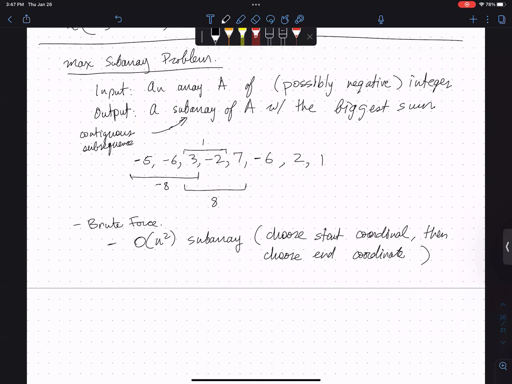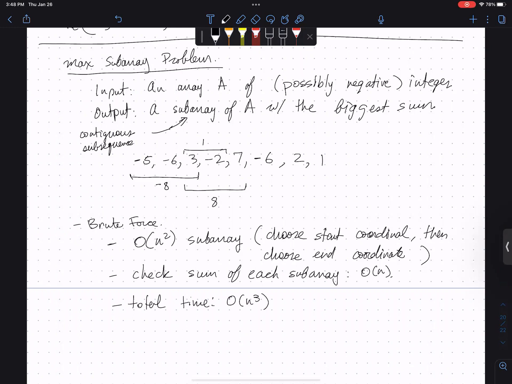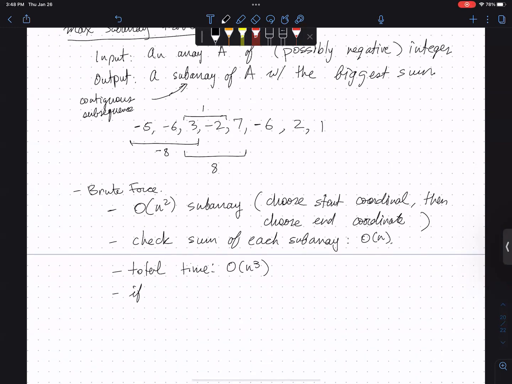So I can get a polynomial time algorithm, just brute force with n squared, because I just have to check n squared values. N squared subarrays, check the sum in each. So check the sum of each subarray. How long does that take? That's just a linear scan. That's O of n. So total time O of n cubed. And if you're more clever about how you compute the sums, then you can get it down to O of n squared. Okay. But that doesn't matter.